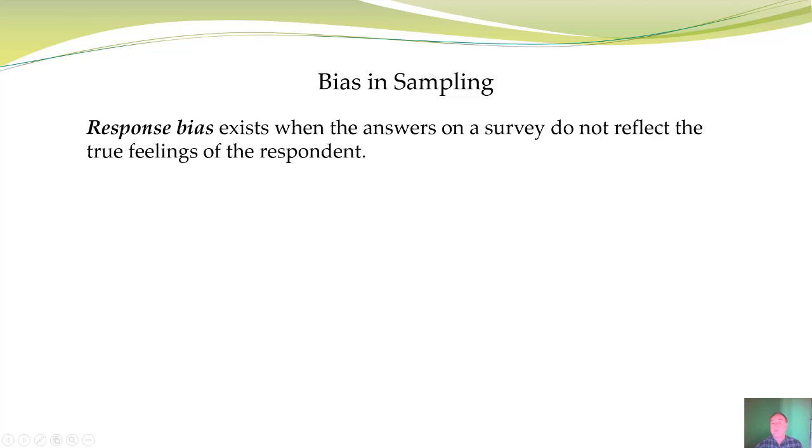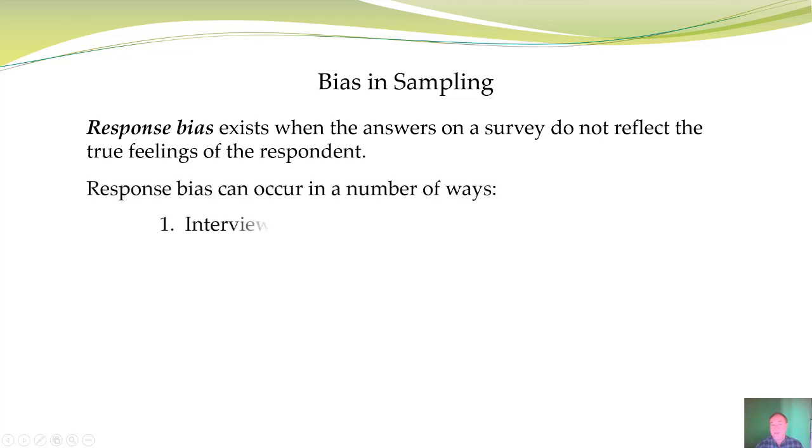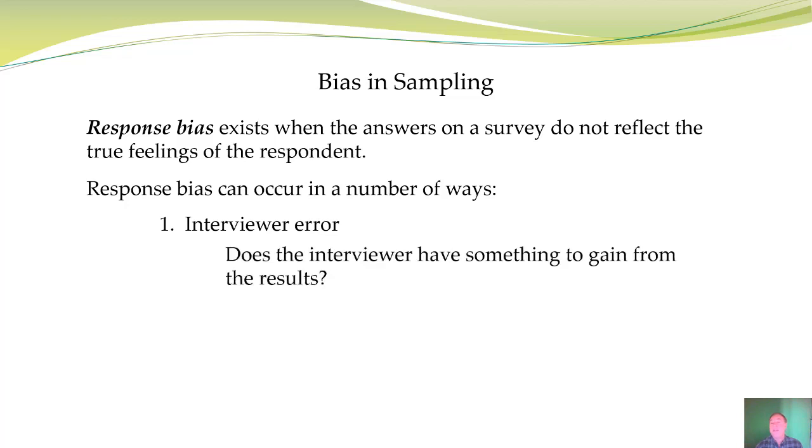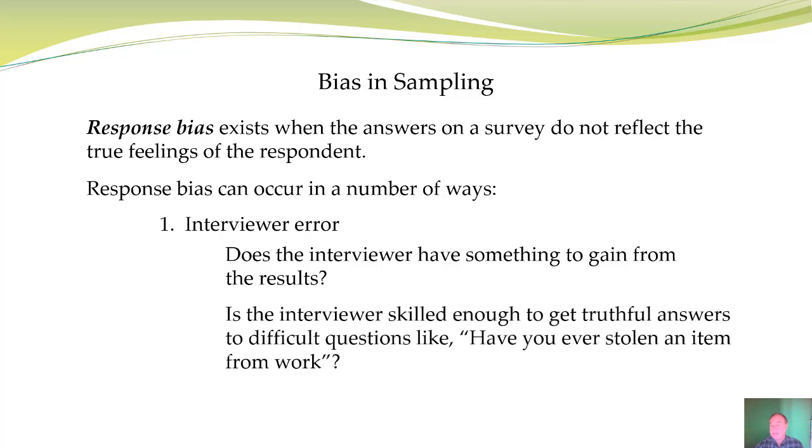Response bias exists when the answers on a survey do not reflect the true feelings of the respondent. Response bias can occur in a number of ways. 1. Interviewer error. Does the interviewer have something to gain from the results? If somebody's doing a survey and they have something to gain, the way they word the questions and influence the answers may have an effect on your results. Is the interviewer skilled enough to get truthful answers to difficult questions like, have you ever stolen an item from work?